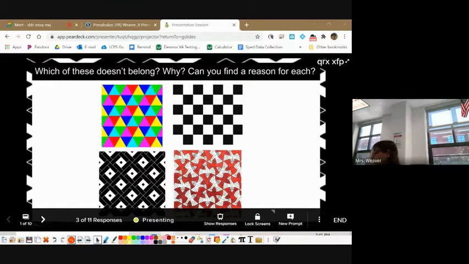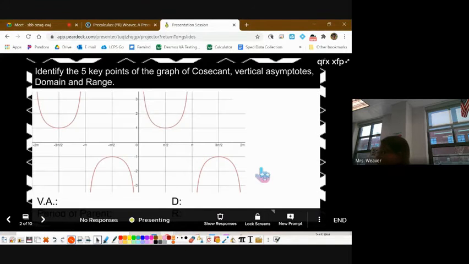Okay, so we're doing tessellations in geometry right now, and so I found these different tessellations, and I thought, these are kind of worth looking at and worth sharing. That tessellations can be a lot of fun. Okay, so let's jump straight into it.